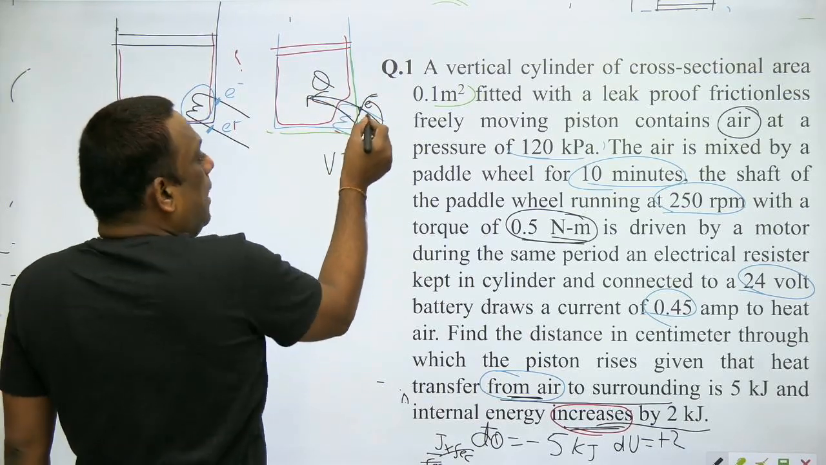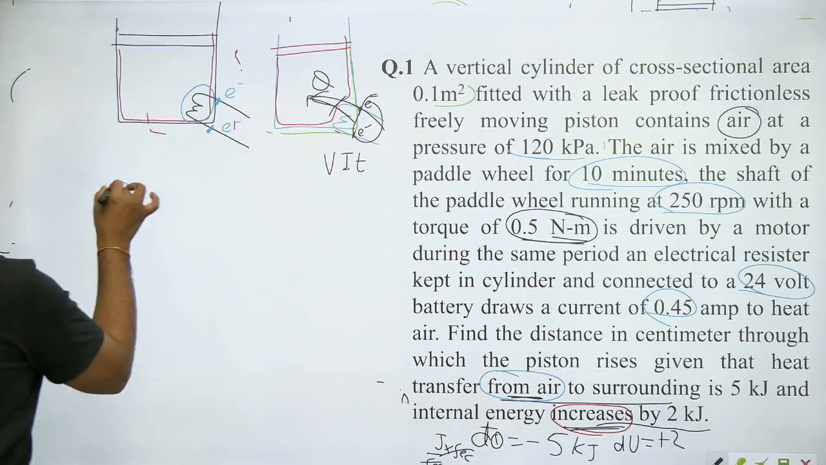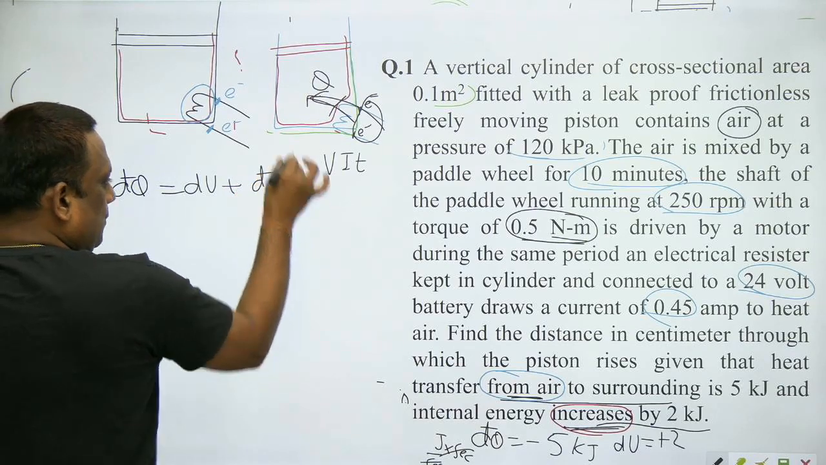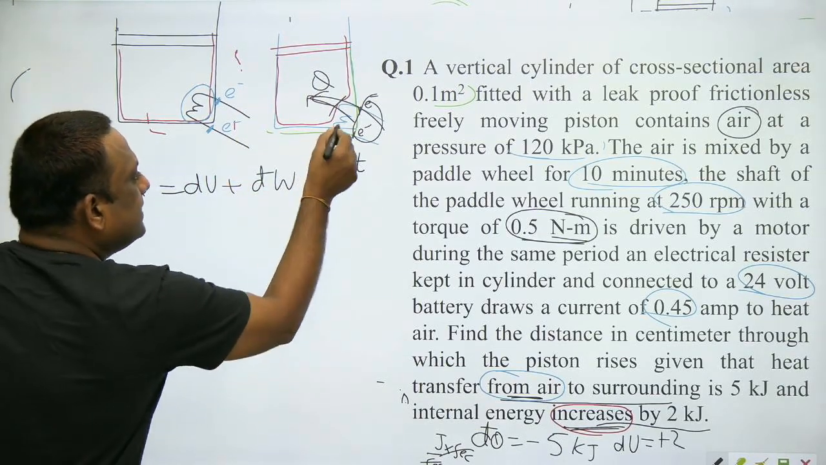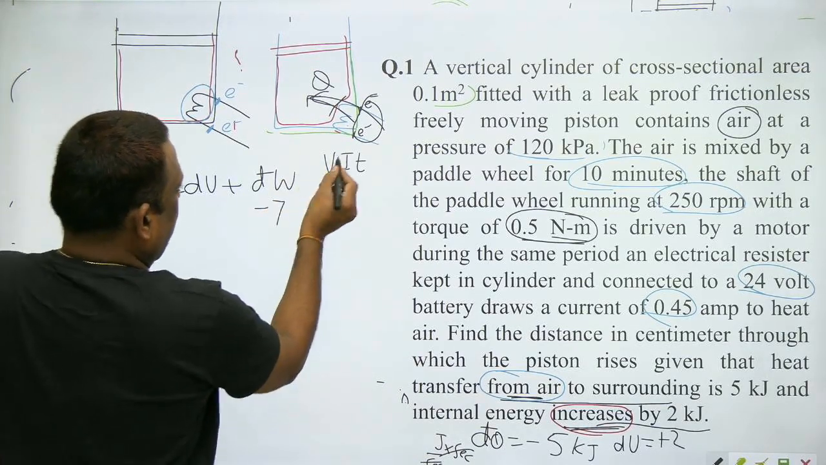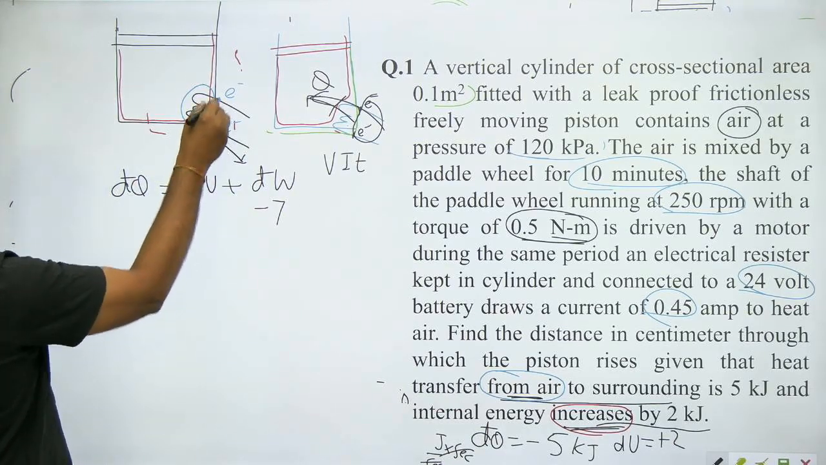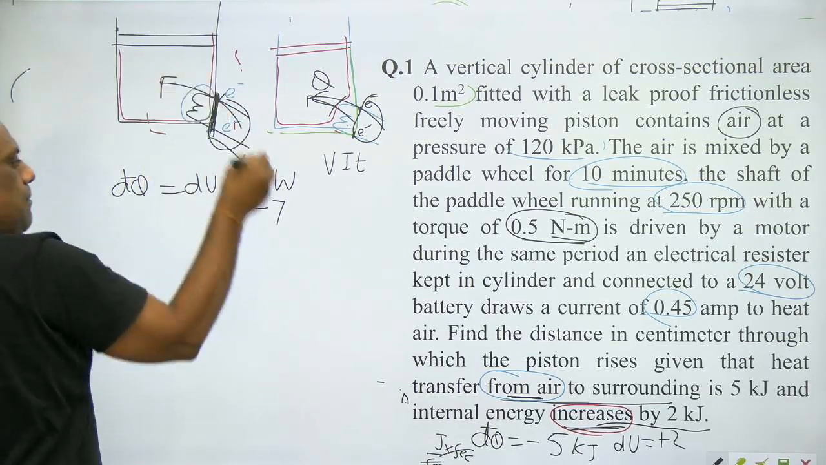Now, if the coil is outside, it will be heat. So see what difference it makes: dQ is equal to dU plus dW. Listen carefully. Earlier this electrical work was negative, let us say minus 7. Electrical work was negative. In this case, since electron flow is happening, it is electrical work onto the system, minus.